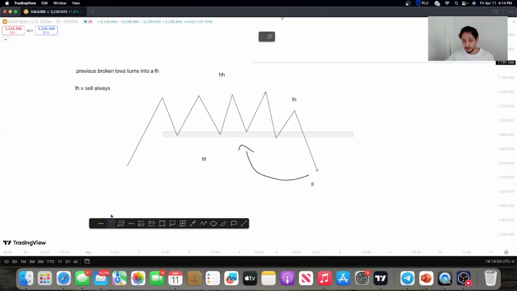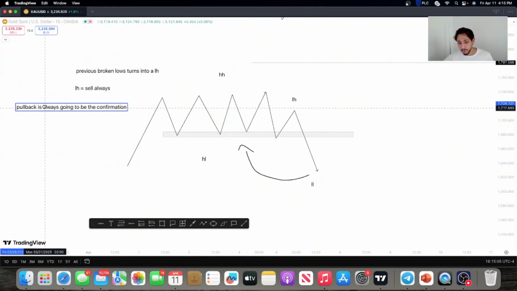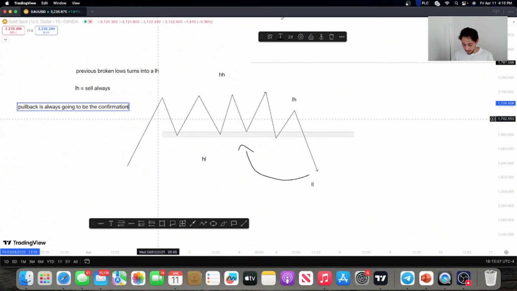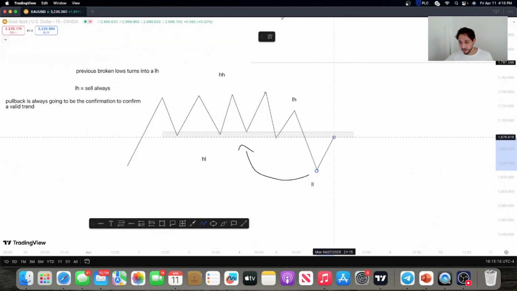Pullback, let's just write this out. Pullback is always going to be the confirmation to a valid trend. To confirm a valid trend. All right, so make sure you guys are writing this down. Pullback is exactly like this. It just pulls back into the areas of interest.